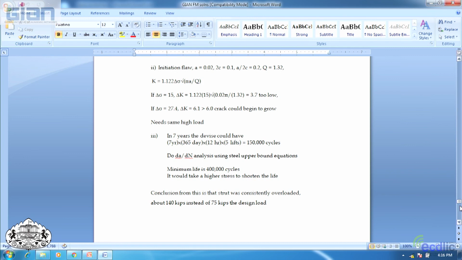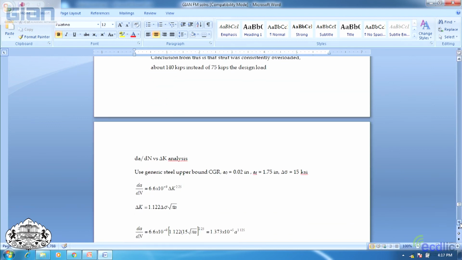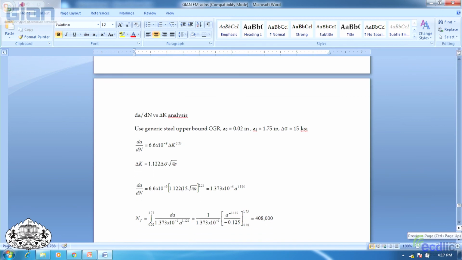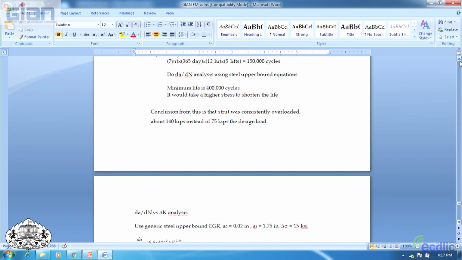But then I did the ADN delta K analysis and found that we should have had a life of at least 400,000 cycles. And K1C analysis, no, the life analysis is here. I did a life analysis in a sort of crude way and got a little bit more than 400,000 cycles. So 400,000 cycles, by my analysis of life, should be much greater than the 7-year life, but it wasn't.